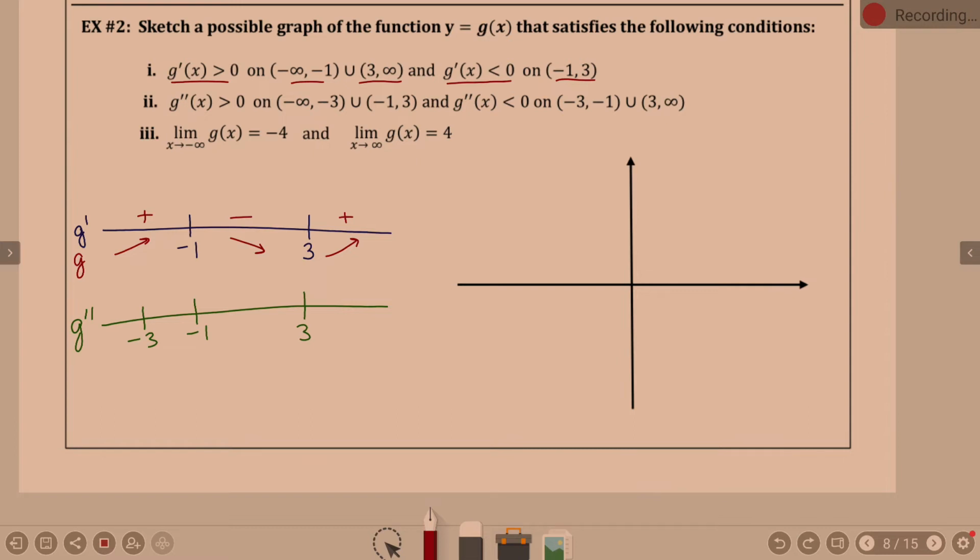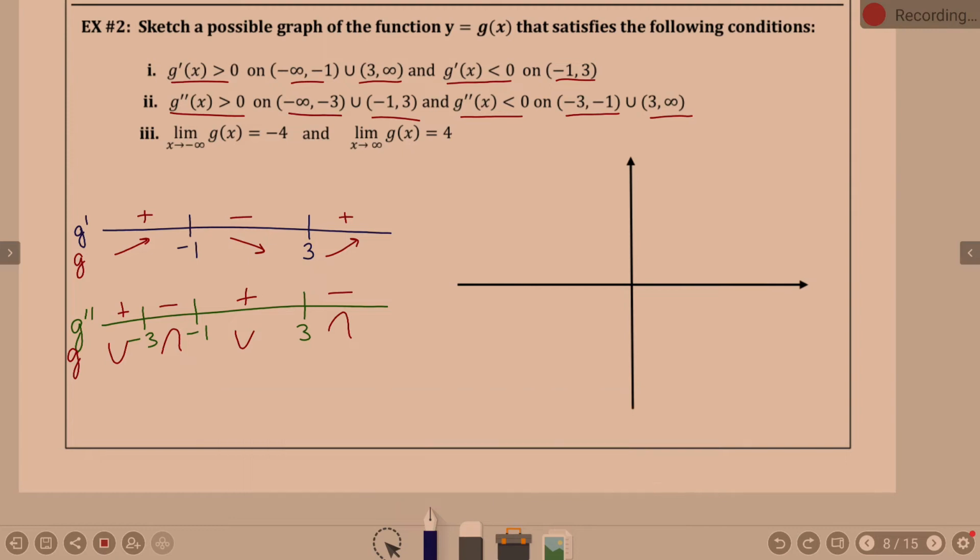Okay, so what do we know here? Second derivative is positive from -infinity to -3, and -1 to 3. Positive means my graph is going to be concave up in those sections, right? Then, second derivative is less than 0, so negative, from -3 to -1, and 3 to infinity. So those pieces are concave down. Or if you prefer to do a CU-CD thing, however you want to abbreviate to get this information together.